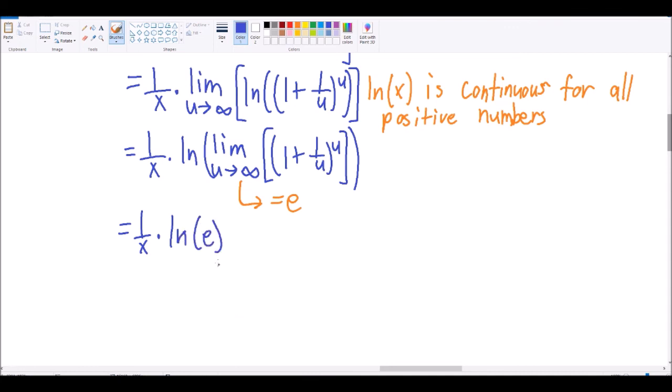And lastly, e to the x and natural log of x are inverses of each other, so the natural log of e is 1. And there you go. The derivative of the natural log of x is 1 over x.